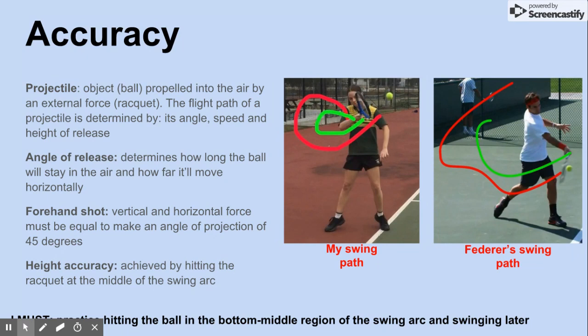This is how Roger Federer gets consistent accuracy in his shots, as shown by this image. As you can see in the image of me, the racket makes contact with the ball near the top of the swing arc. This causes the ball to be projected high in the air and a point to the opponent as it went out. To improve this, I'll practice hitting the ball in the bottom to middle region of the swing arc and swinging later.